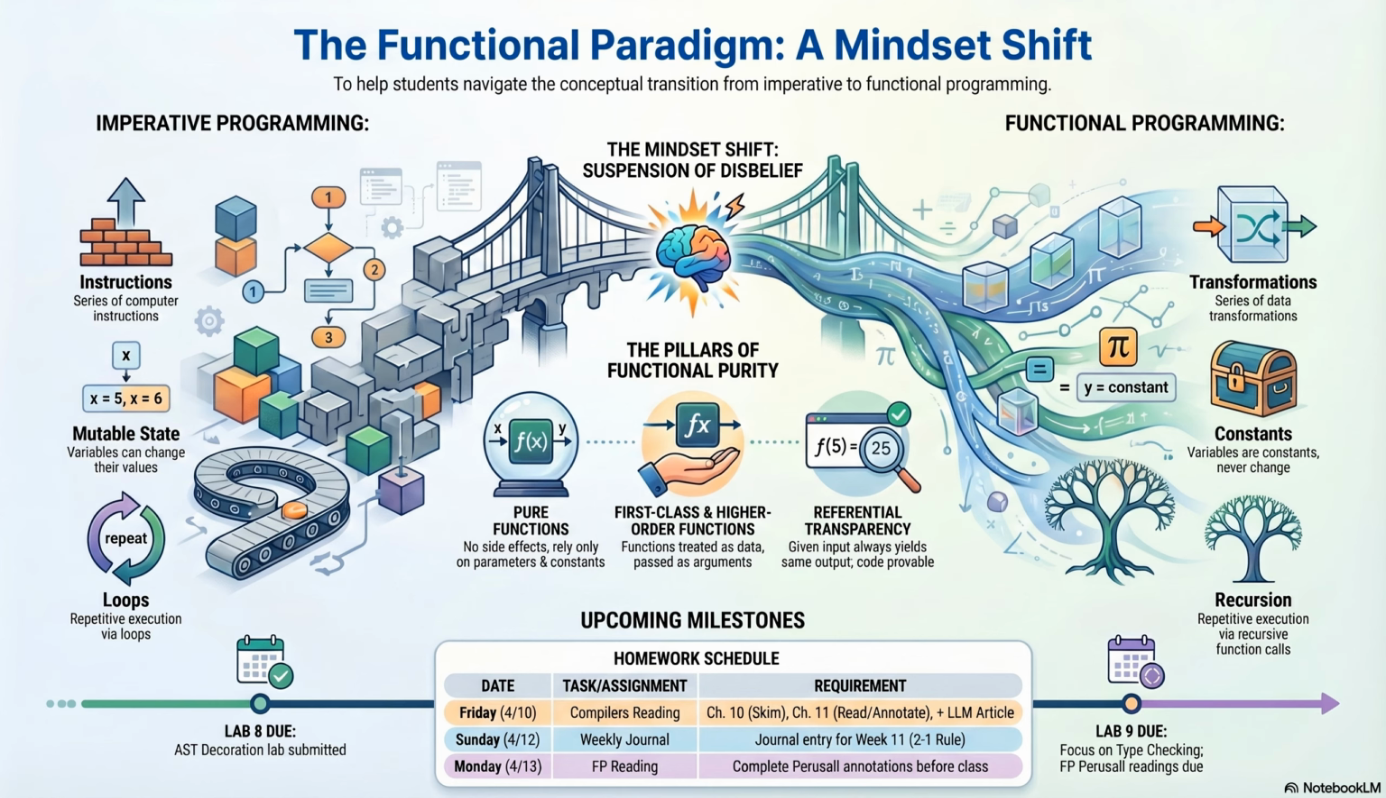This sounds like a memory leak nightmare. It absolutely would be if functional compilers actually copied the entire list every single time. But they don't. They use a mechanism called structural sharing. Structural sharing. Okay, how does that work?